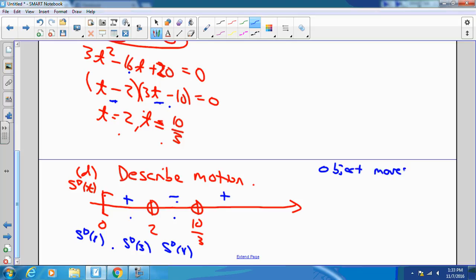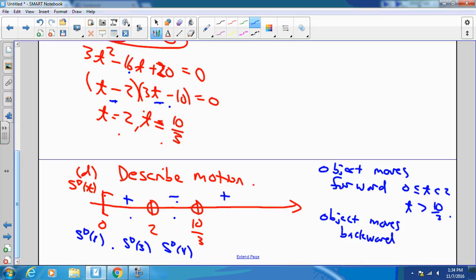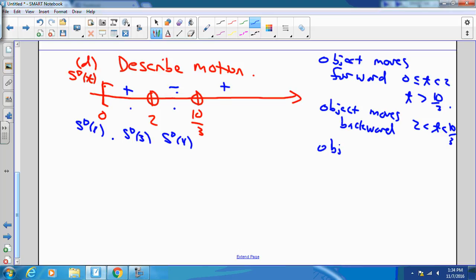The object moves forwards, to the right, t is between 0 and 2, and t is greater than 10/3. The object moves backward, t is between 2 and 10/3. Stopped at t equals 2 and 10/3.